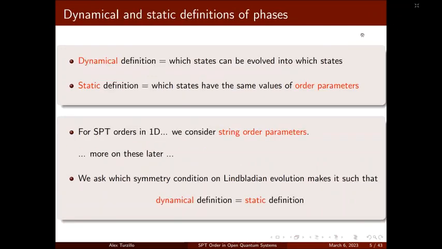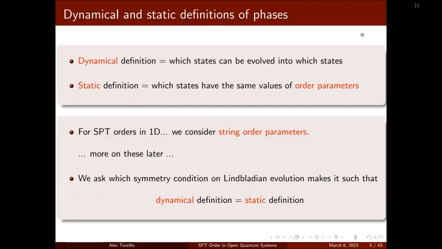So in thinking about which of these is the more appropriate notion of symmetry, I want to think about dynamical versus static notions of phases. A dynamical definition of a phase asks which states can be evolved into which states according to an allowed evolution. So we say two states are in the same phase if there's an allowed evolution going between them.